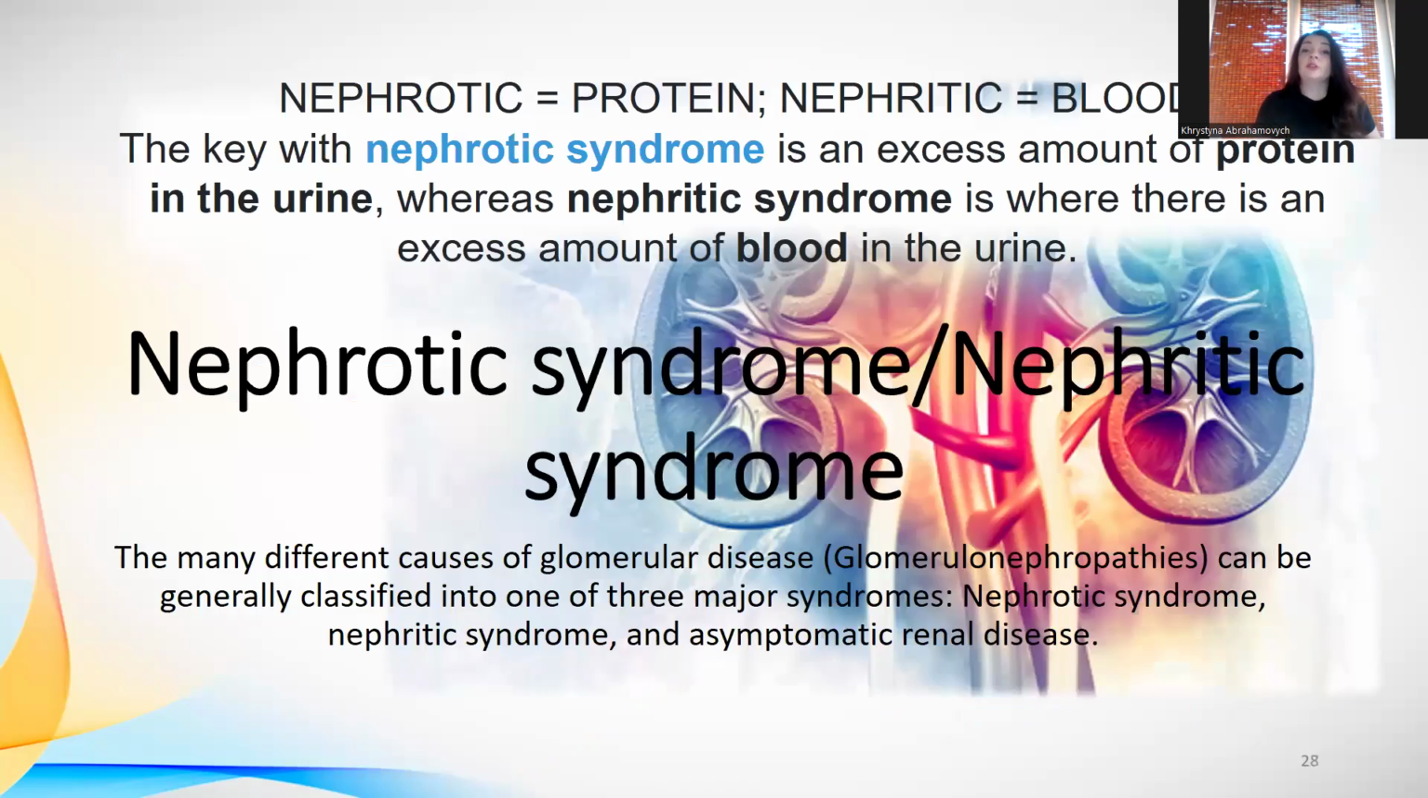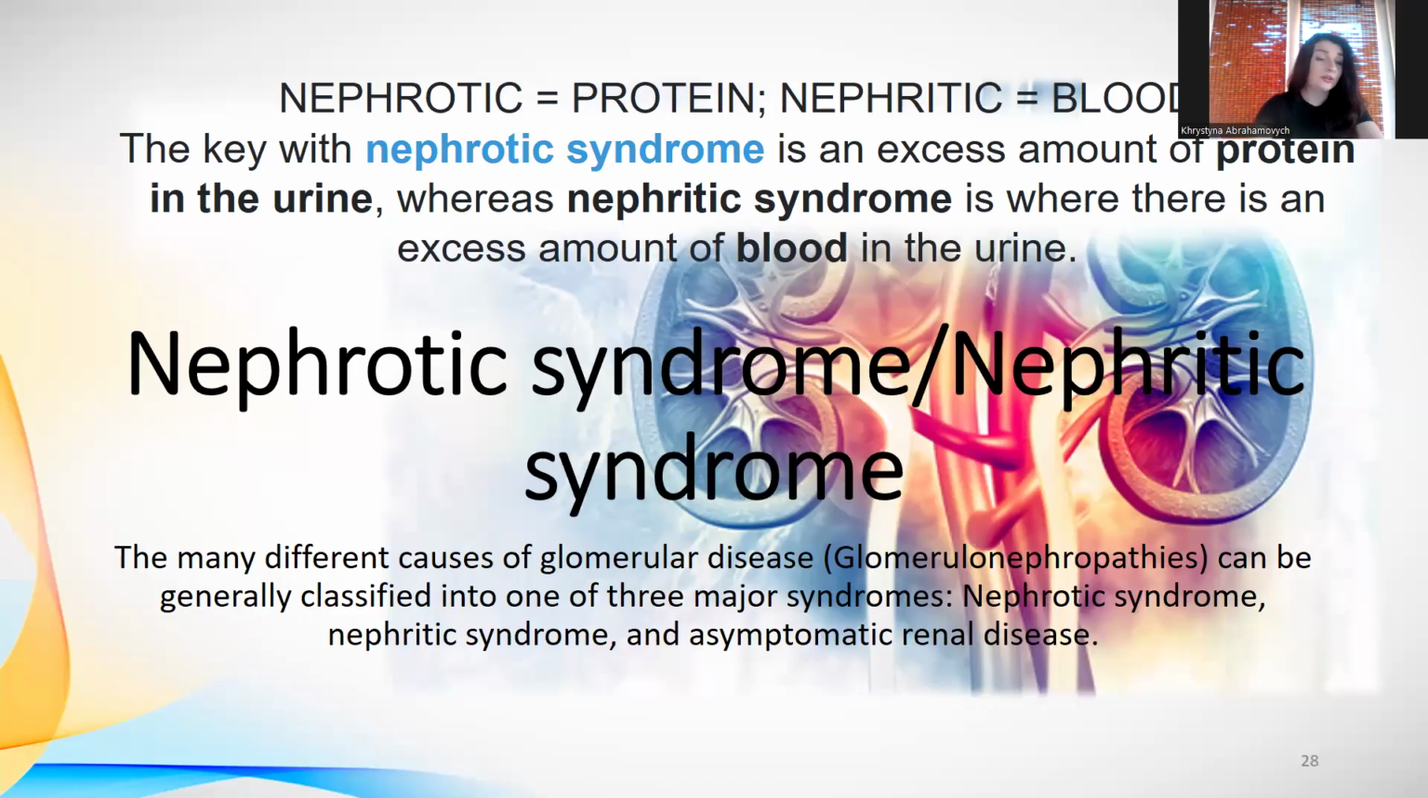Next syndrome is called nephrotic syndrome and nephritic syndrome. What is the main difference between them? That in nephrotic syndrome, more pronounced is proteinuria. In nephritic syndrome, more pronounced is blood, or hematuria. So the key with nephrotic syndrome is an excess amount of protein in the urine, whereas nephritic syndrome is where there is an excess amount of blood in the urine.